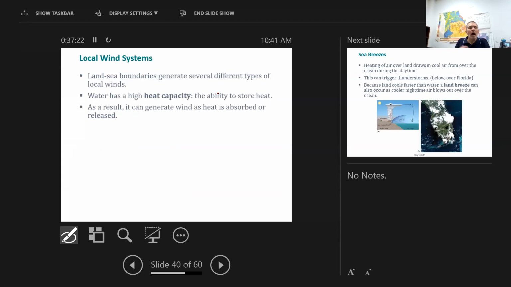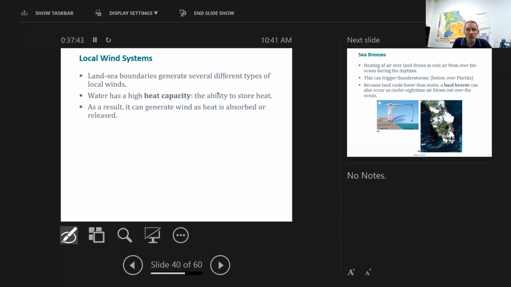Now, I've mentioned this a couple of different times, but I haven't really explained why. When we start looking at land and water, land becomes much more extreme. It's going to heat up a lot more. It's going to cool off a lot more. It's a really poor insulator. Water is a really good insulator.